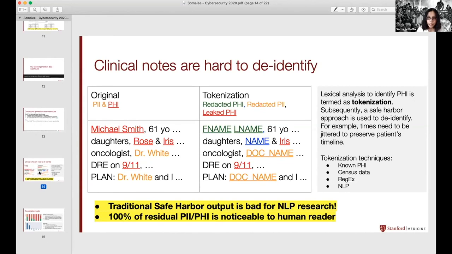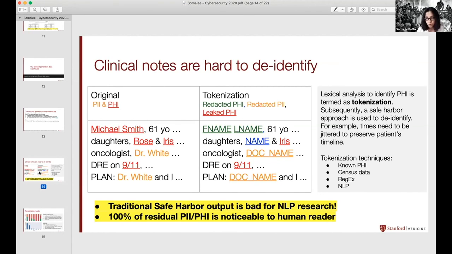So let's come back to why clinical notes are hard to de-identify. In this example, in the original you have the patient's name, you have the names of his daughters, Rosa and Iris. You also have the doctor's name, and the doctor's name happens to be not PHI, it just happens to be identifiable information. And then there is a procedure that happens on a particular date and so forth.